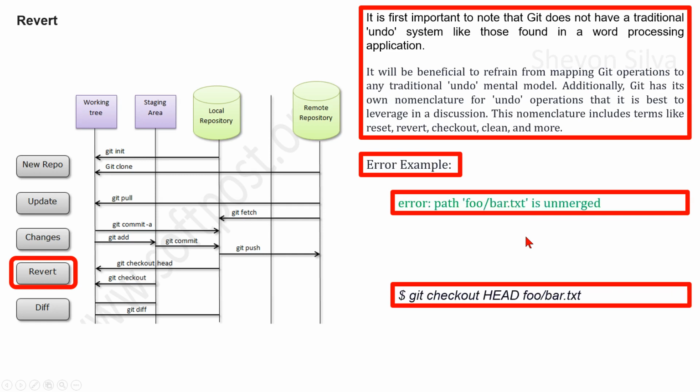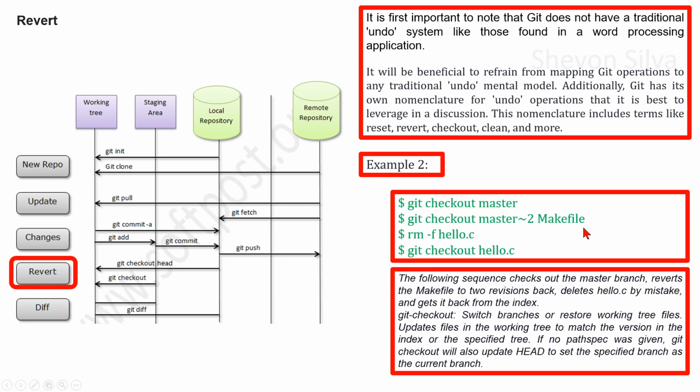As an error example, we can consider this error: path foo/bar.txt is unmerged. git checkout HEAD foo/bar.txt is the command executed, and then this error occurred in this particular case.